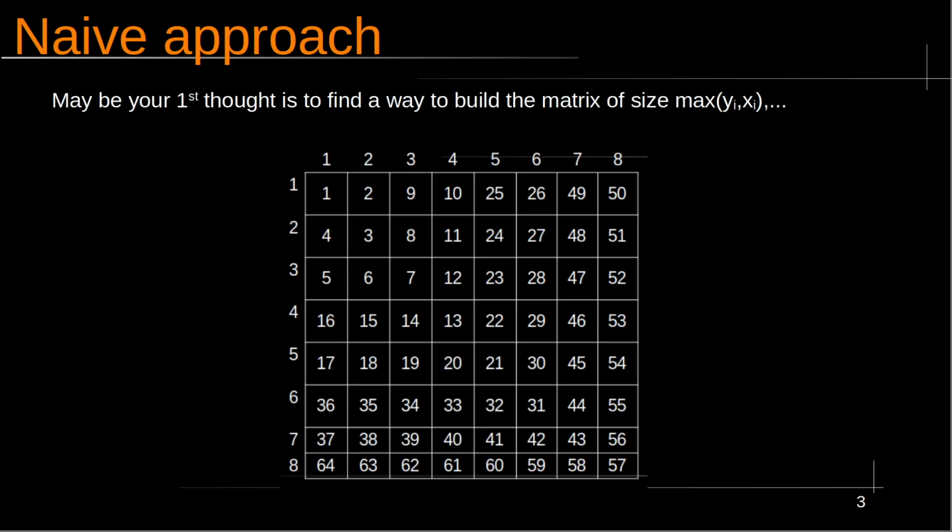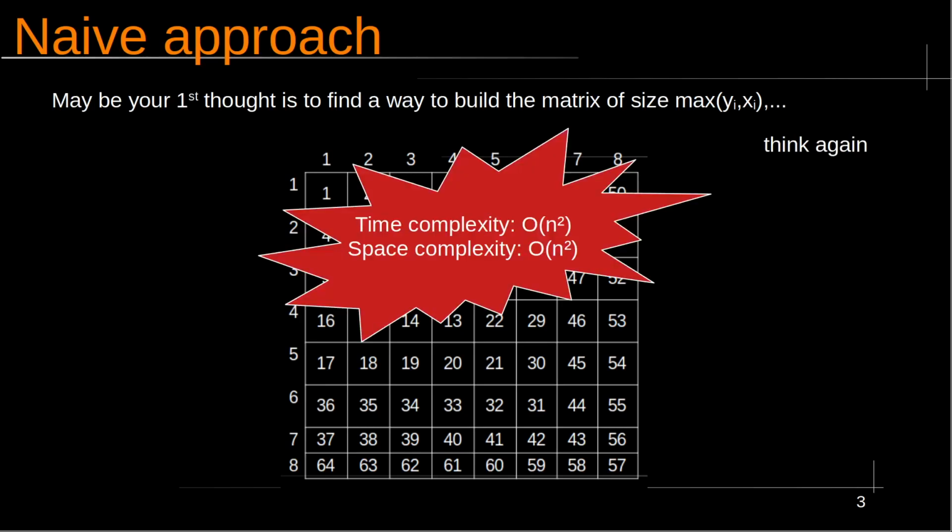Of course, there is a naive approach. If you figure out or find a way how to build this matrix, personally, I didn't figure out how to build it, you can then easily find the number in row Y and column X. But the time complexity of this solution is quadratic, same for the space complexity, because first you have to pre-process or build the matrix.